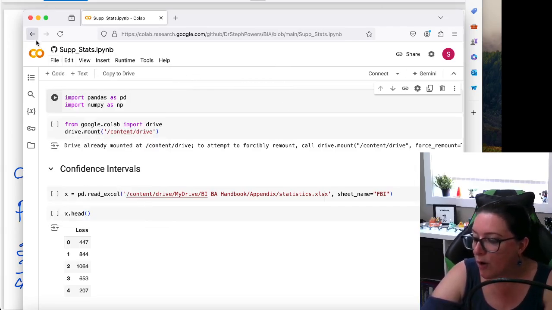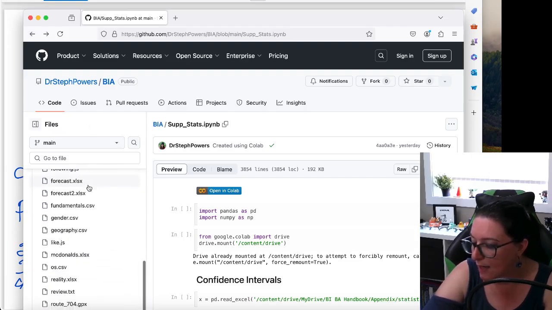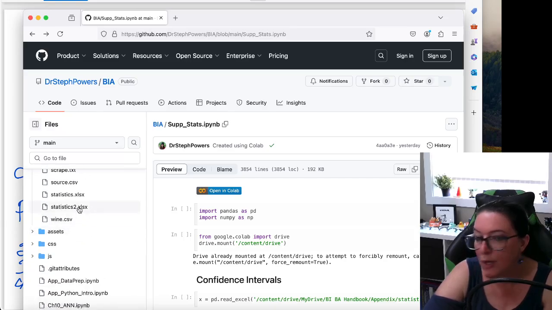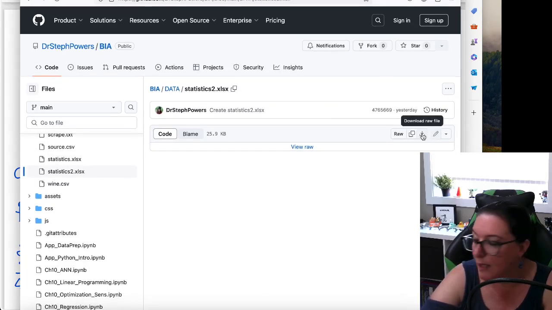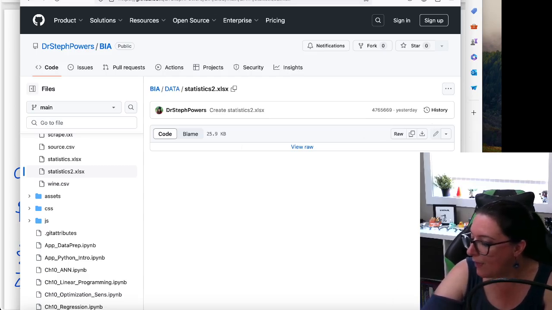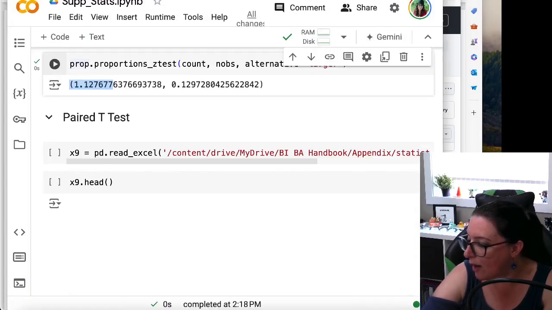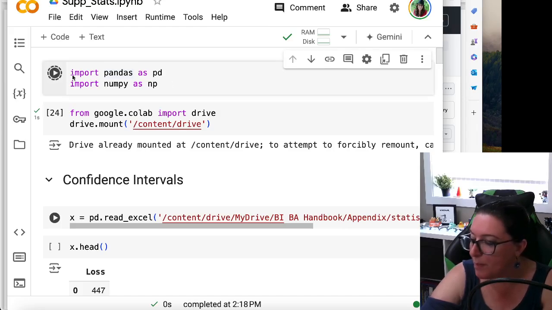And we are also going to be using here the data set that is in Statistics 2. So make sure you go here to Statistics 2 and then click on Download. Okay, download it, dump it into your Google Drive, and then when you are in your Google Drive, import pandas as pd, numpy as np.